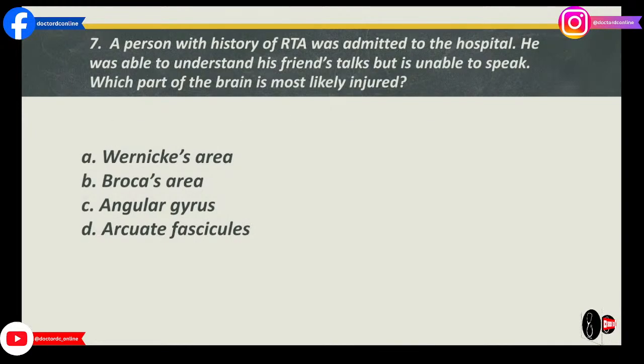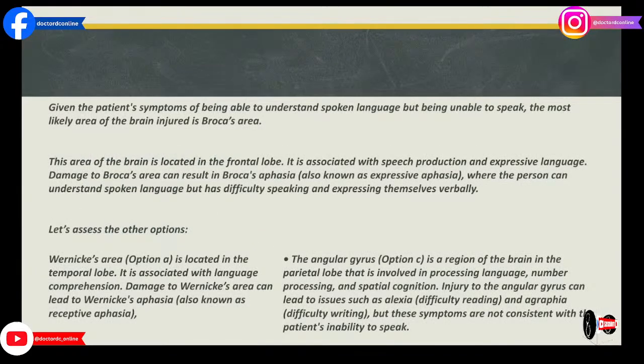In question 21, a patient understands speech but cannot speak. The options are option A, Wernicke's area, option B, Broca's area, option C, angular gyrus, and option D, arcuate fasciculus. This is a classic sign of Broca's aphasia. The correct answer is option B, Broca's area.